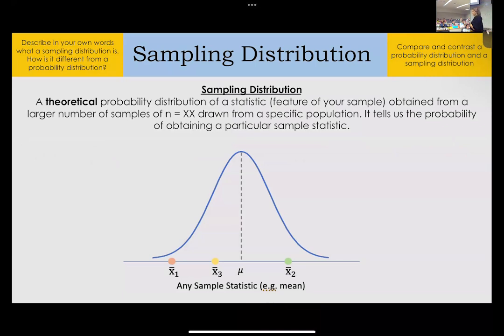It's built theoretically, meaning we don't build it, right? It's theoretically constructed as if you were to pull every possible sample under the sun and calculate the sample statistic. In this case, we've only been dealing with means, right? So you are essentially taking infinite numbers of samples, and for each sample, you're calculating a mean.